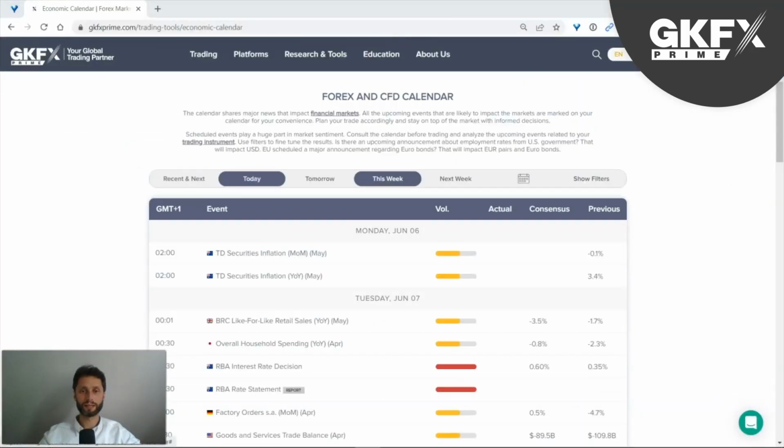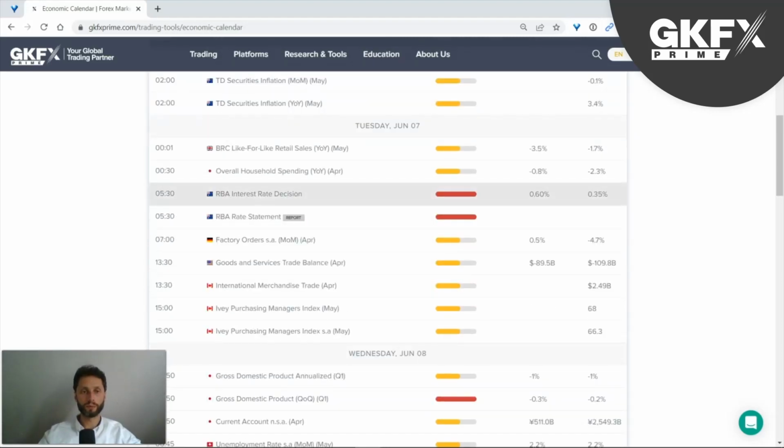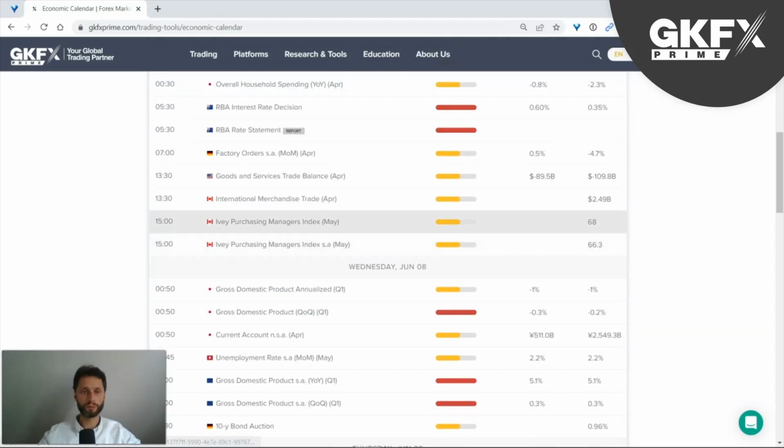Okay, so here's the calendar, and I filtered it down to the medium and high volatility importance news items. If I scroll down, I can see we've got the Reserve Bank of Australia rate statement here, but we don't have any Aussie pairs that we looked at, so I'm going to ignore that for now. There's some medium news on the CAD.